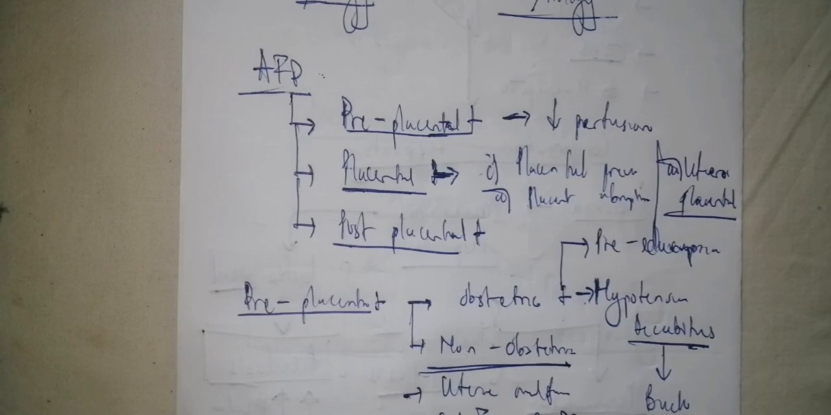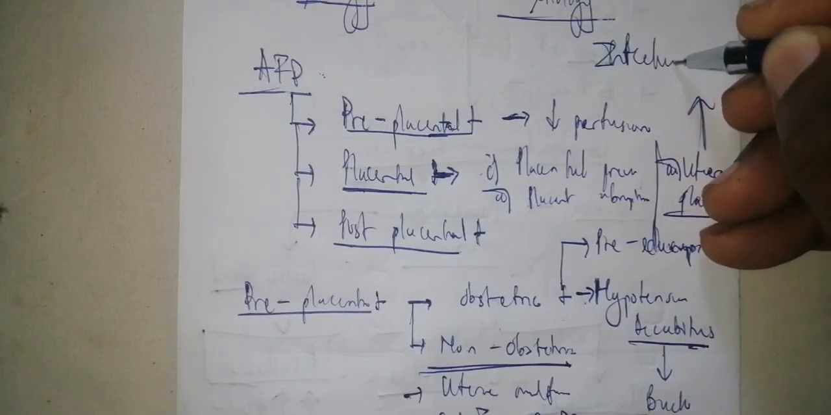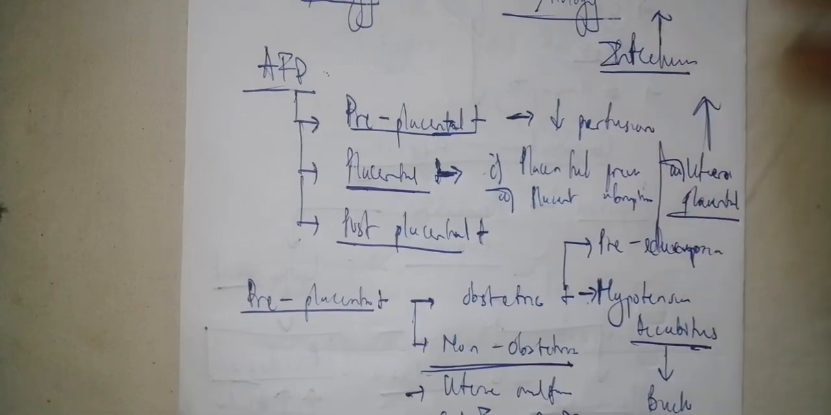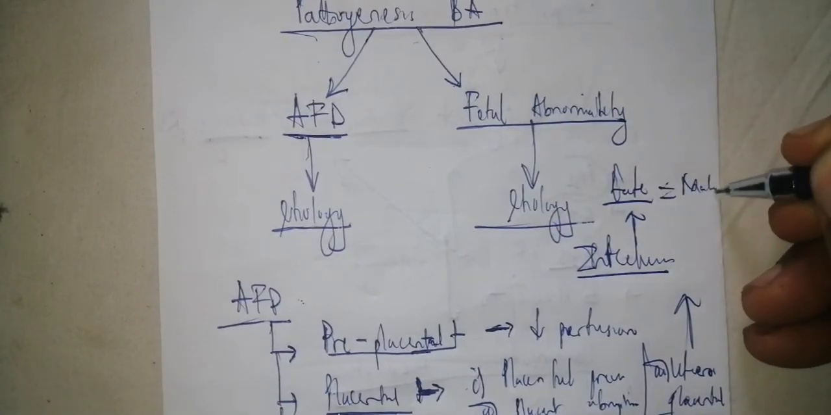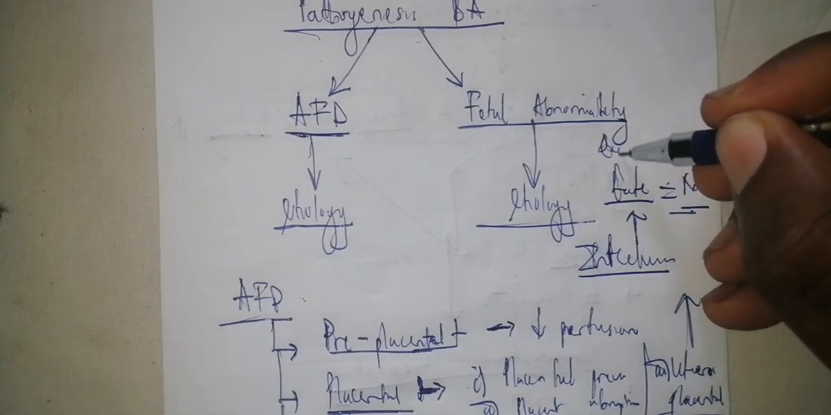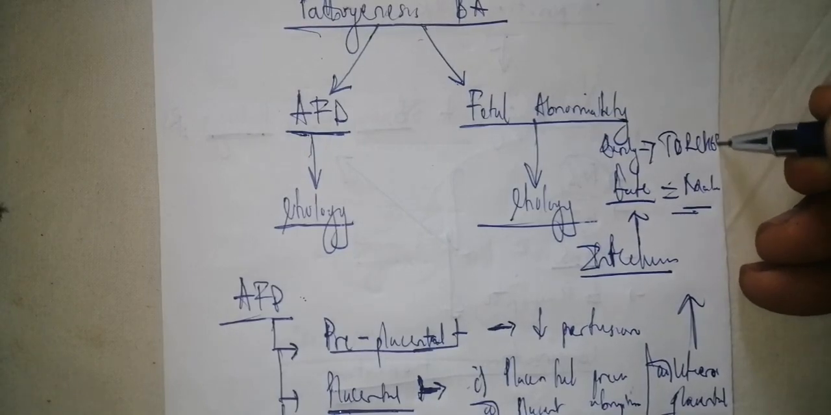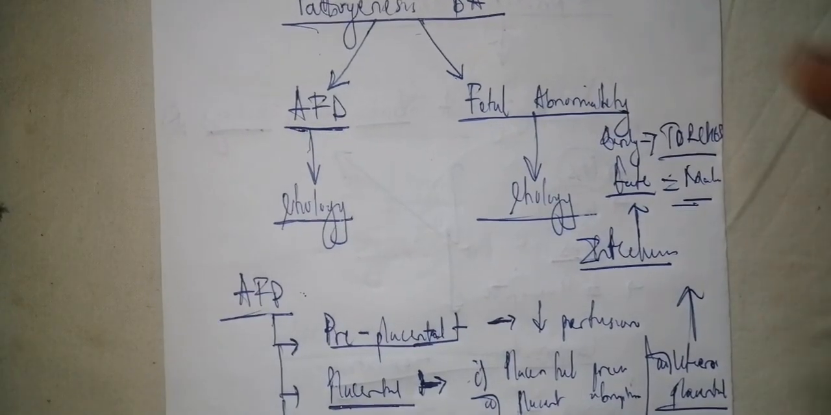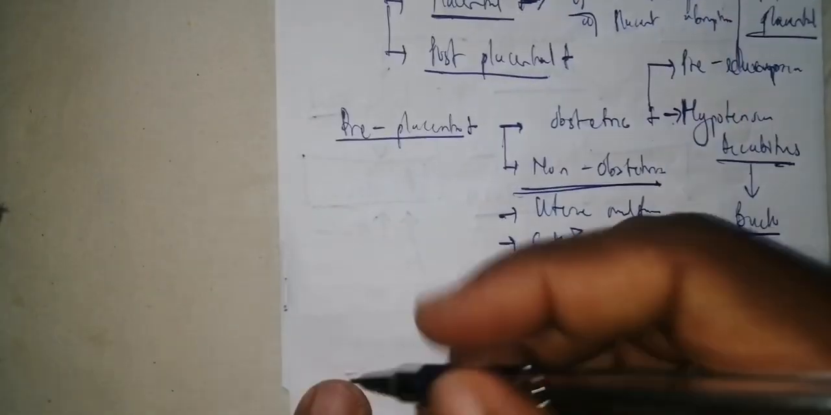Another element of uteroplacental insufficiency are infectious diseases. Is it clear? You have late infectious diseases like malaria, which is going to accumulate at the level of the placenta, resulting to reduced perfusion of the placenta. And we have early infectious diseases like the TORCHES infection, that you have to understand here.